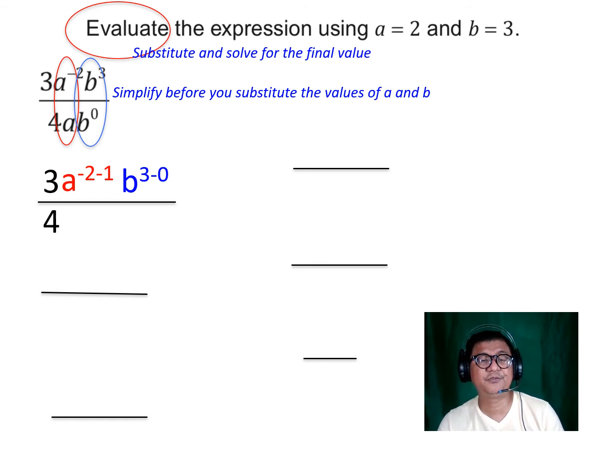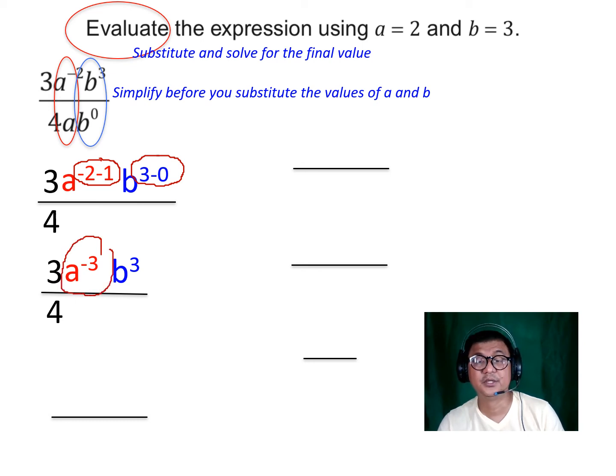Okay, let's simplify these exponents. 3/4 is still there. A will become a negative 3. B, 3 minus 0, will be b to the third. Whoa, warning, negative exponent. What do I do? Put it under. Okay, yes. 3 to the fourth, you go under. There you go. But b to the third is still up there. All right. Now it looks simplified already.